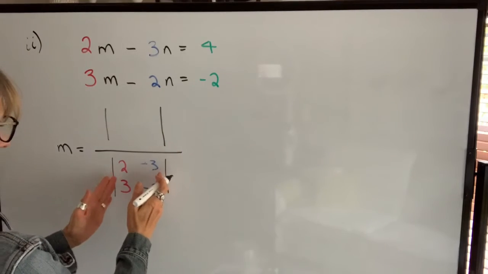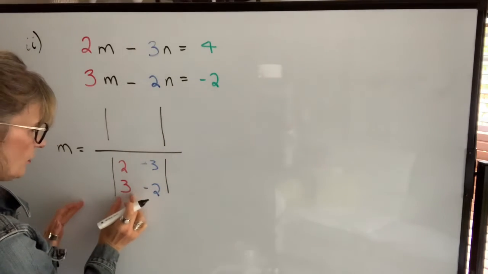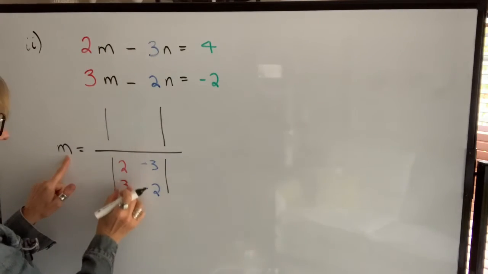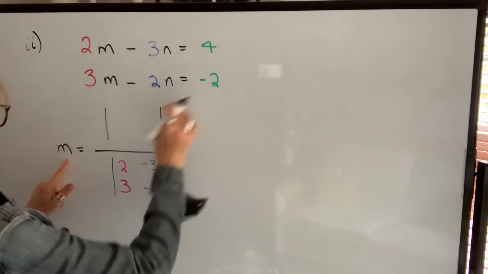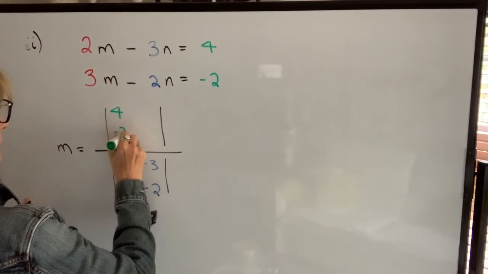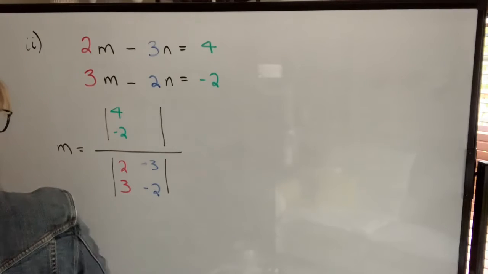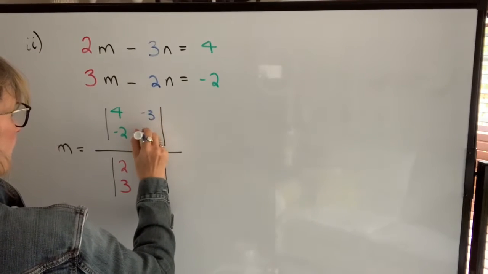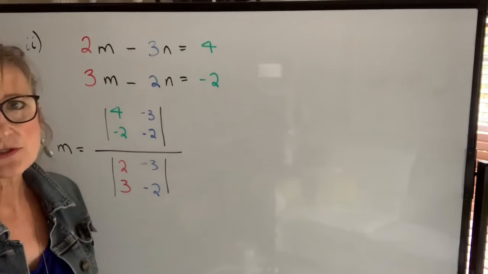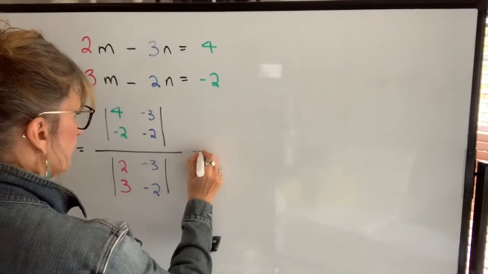Our numerator will be the same, except we replace this column. Because we're solving for m, these are the coefficients for m, we replace those with the constants. But negative 3 and negative 2 stay. So there's our determinants. Now we just evaluate.